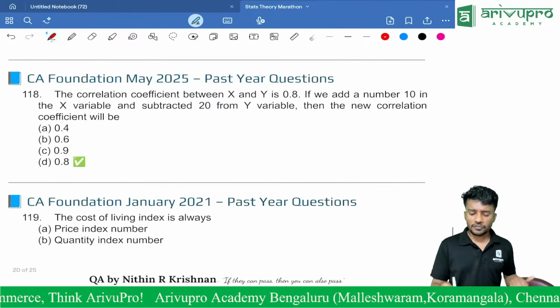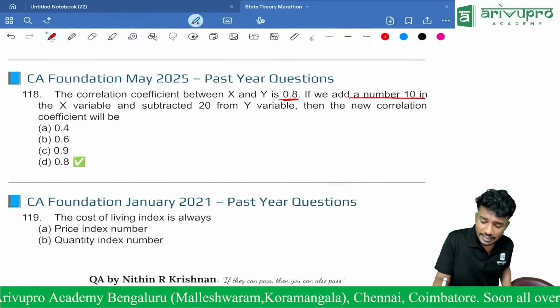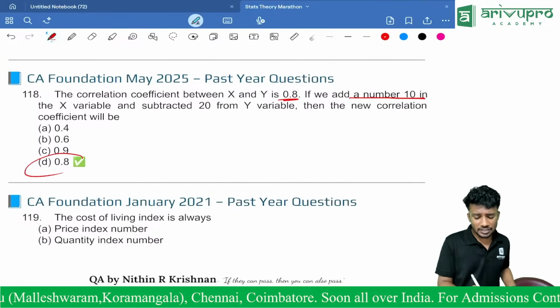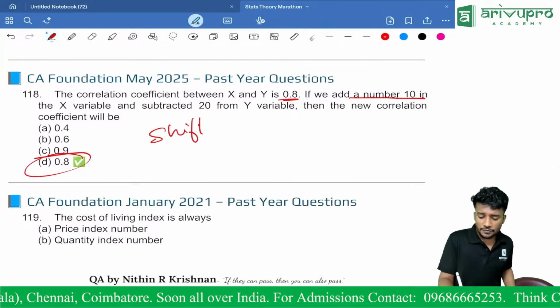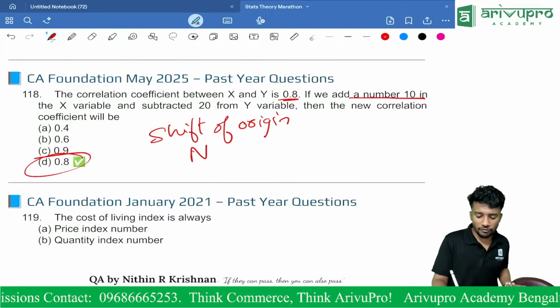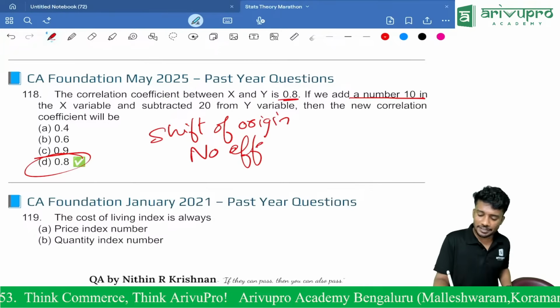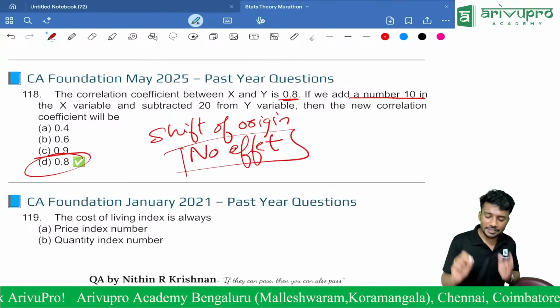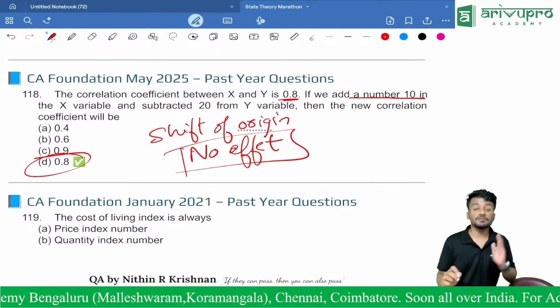The correlation coefficient between x and y is 0.8. If we add the number 10 to each, will it change? Shift of origin. Will it affect? No effect. That means it will remain the same, that is 0.8.